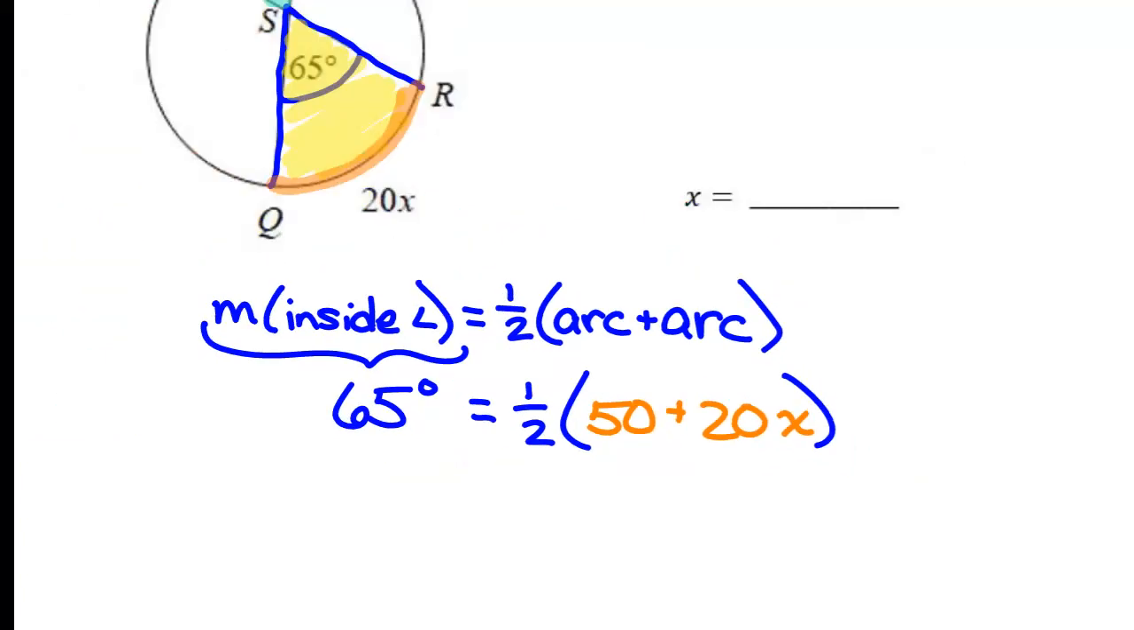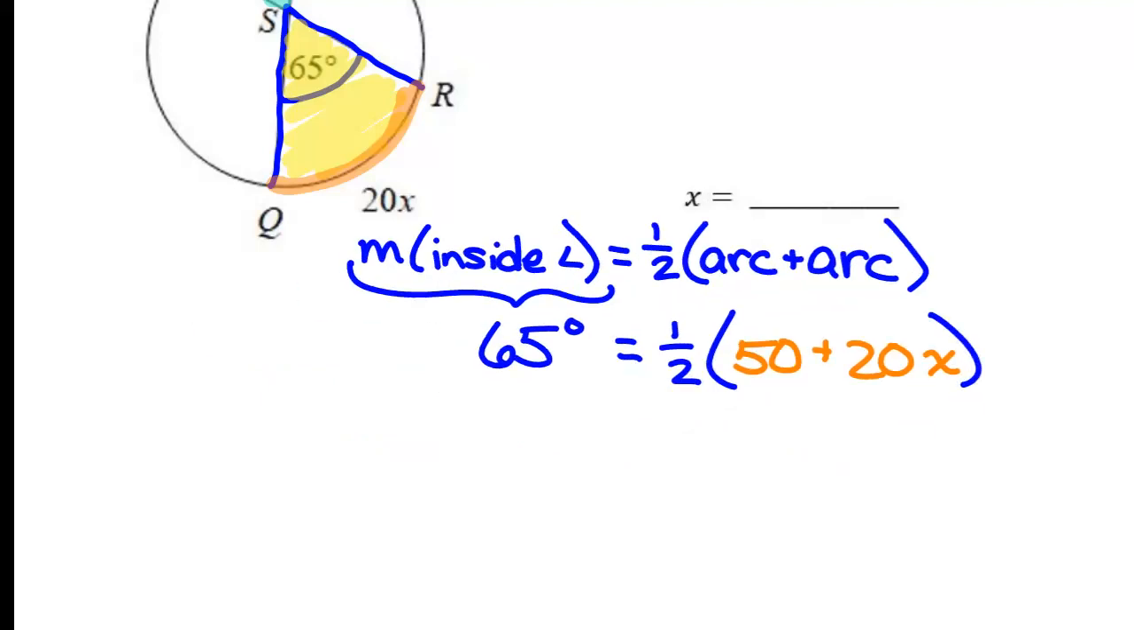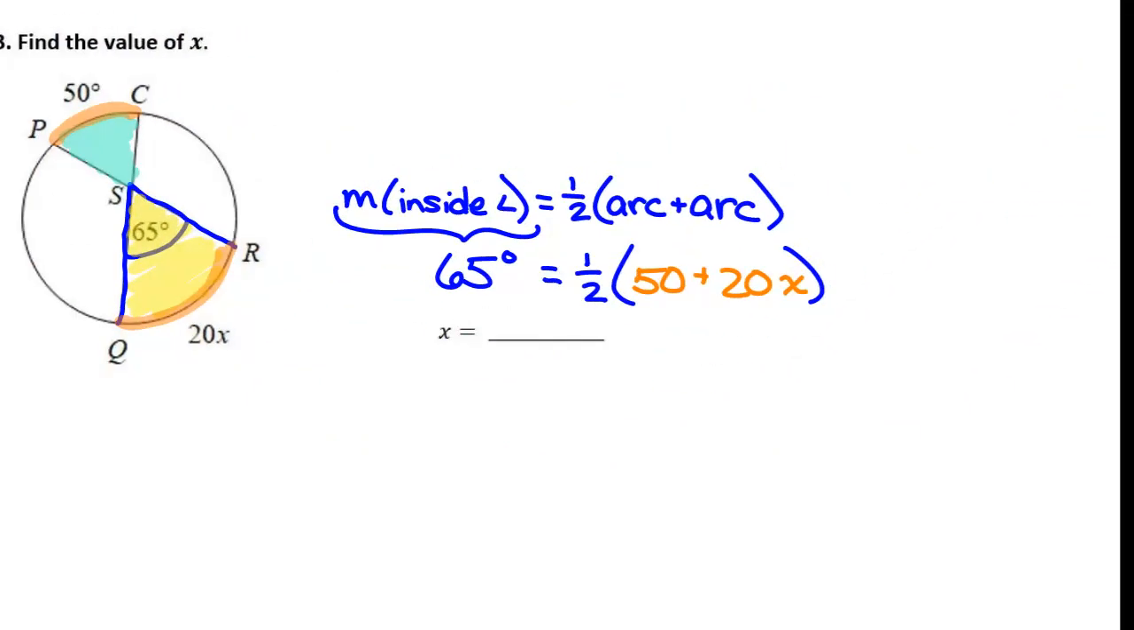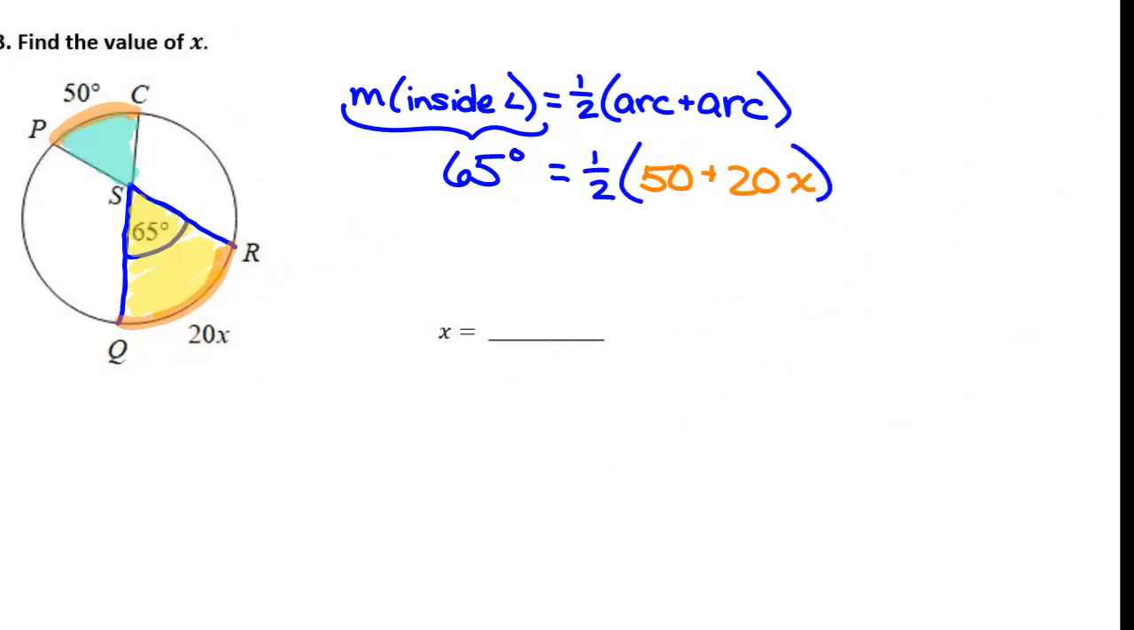I need to get rid of that fraction that's there in front of the parentheses. How do we get rid of fractions? Times both sides by 2, absolutely. Let me scoot this up a little higher here. So we're going to multiply both sides by 2.